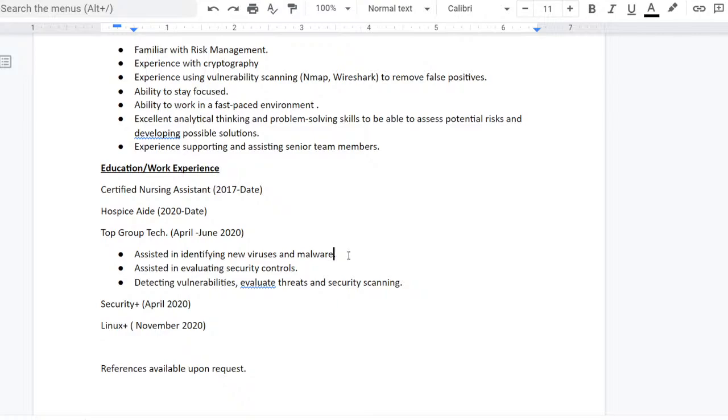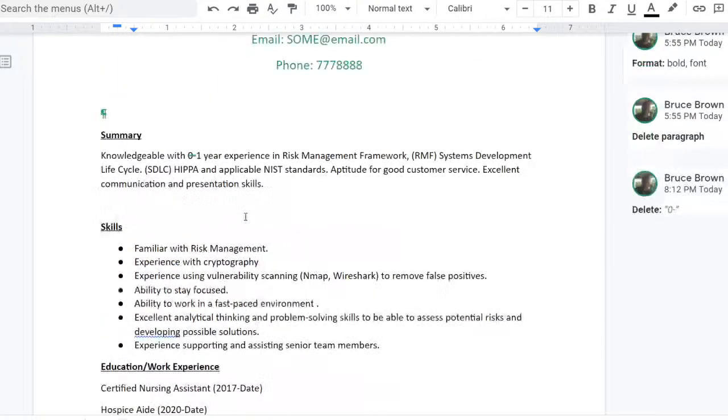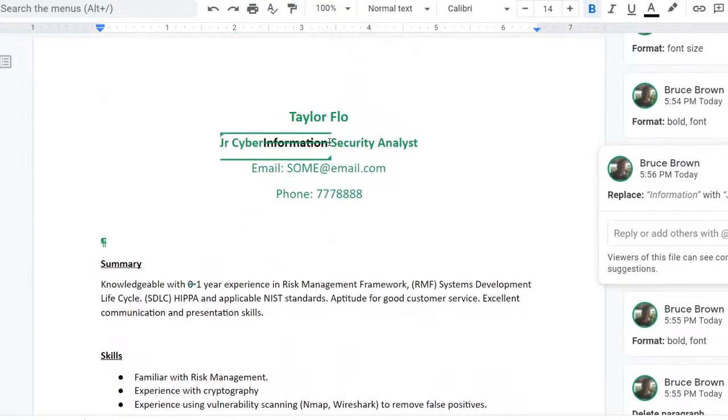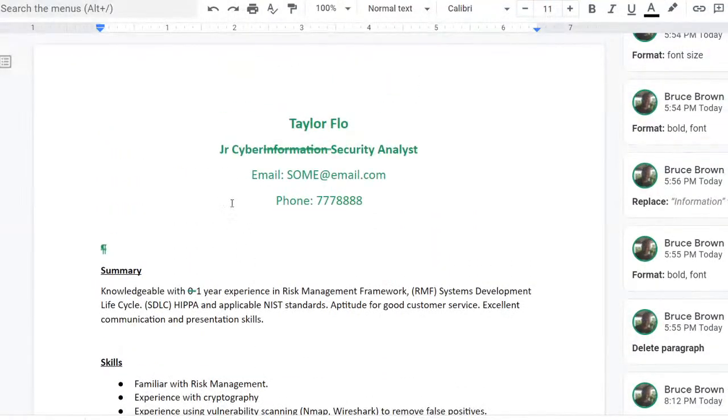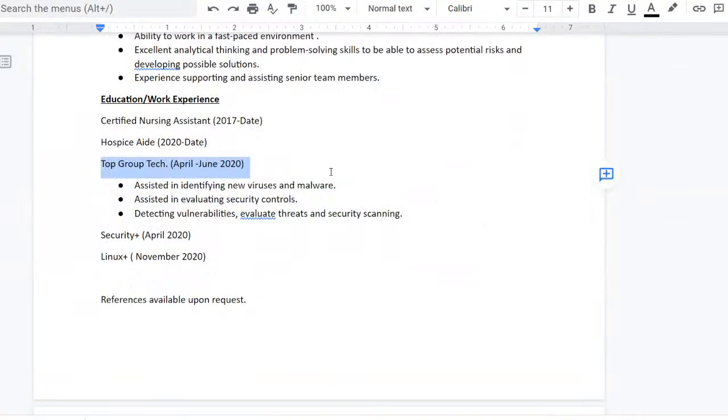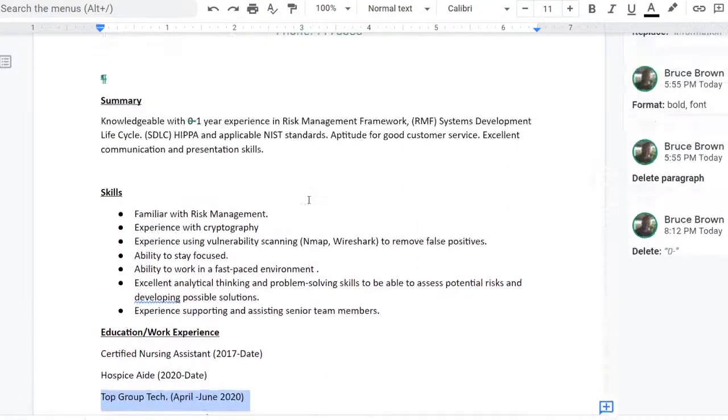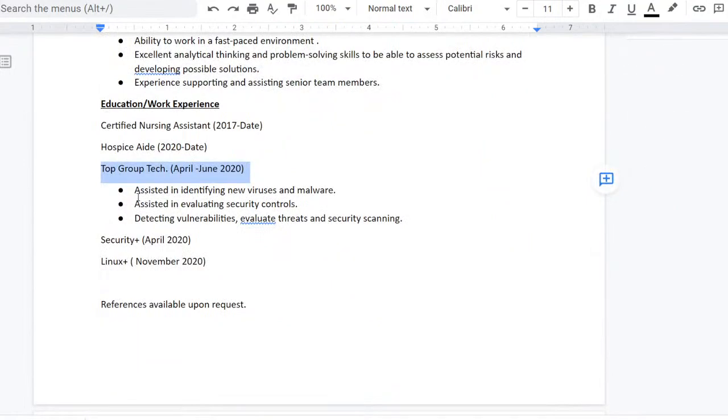So what I would do is I would go for a help desk job. So I'm going to the top of the resume, and I'm just going to go ahead and put whatever position that she had here in top tech group, I would put that on top. So I'm assuming, let me see, what did she do? She assisted with some malware, she evaluated security controls, and she detected vulnerabilities. All right, maybe junior cybersecurity, but we need to really fill this out. So let's spend some time filling this part out here.